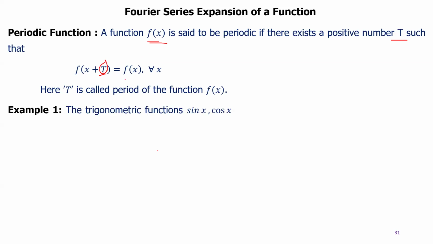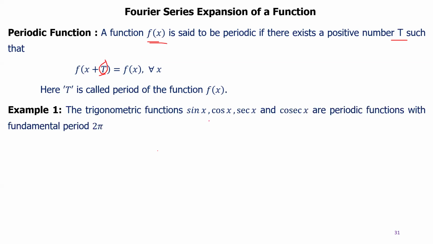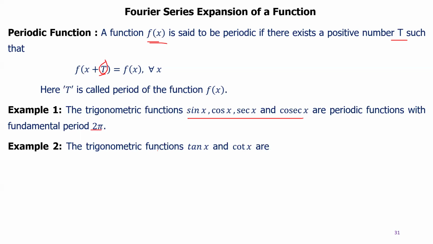The trigonometric functions sin x, cos x, sec x, and cosec x are periodic functions with fundamental period of 2π. Why? Because after 2π, these four functions repeat themselves. Example number 2, the trigonometric functions tan x and cot x are periodic functions with fundamental period π.